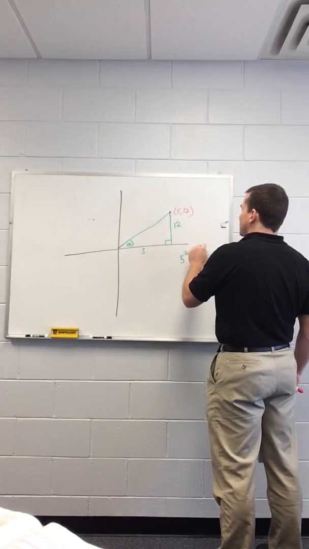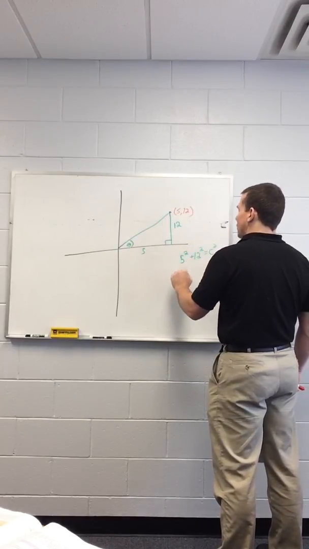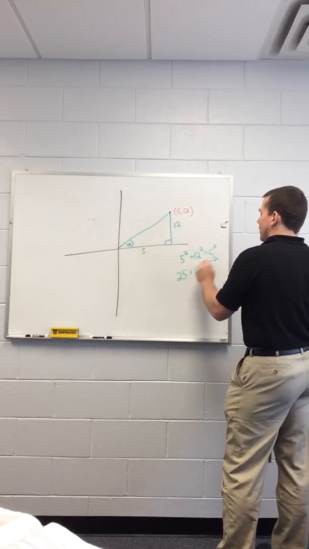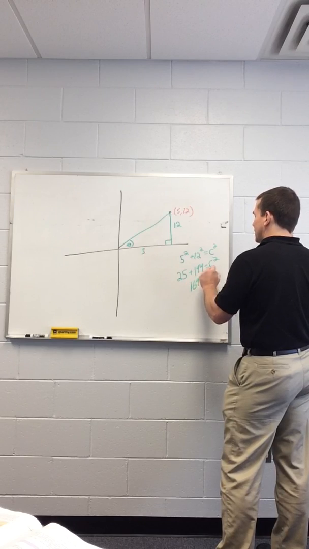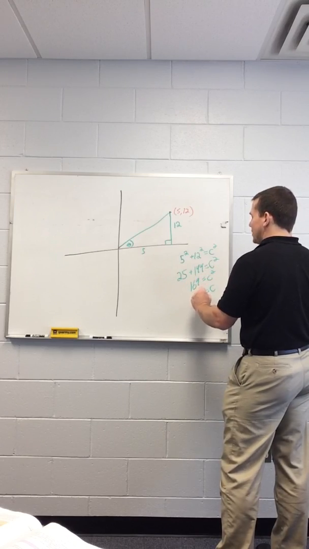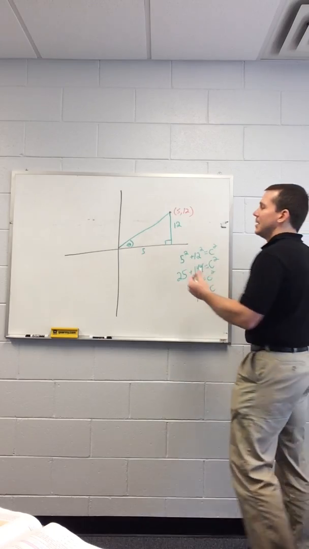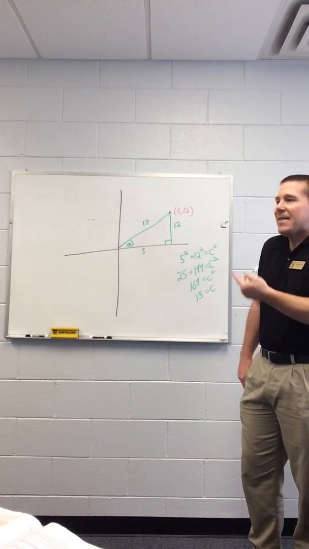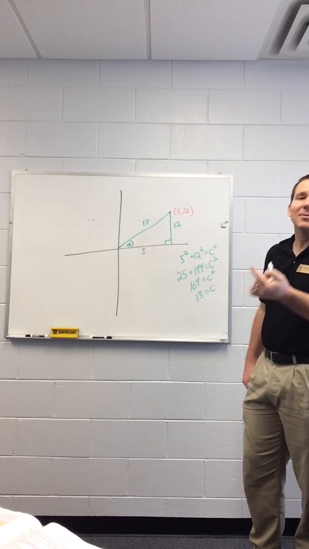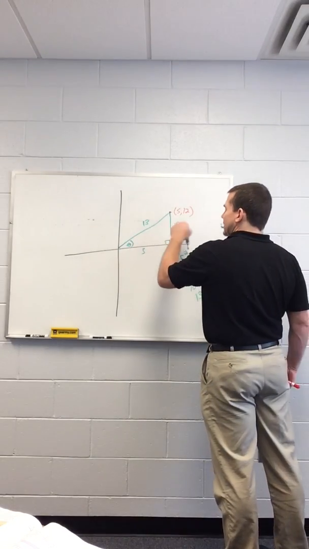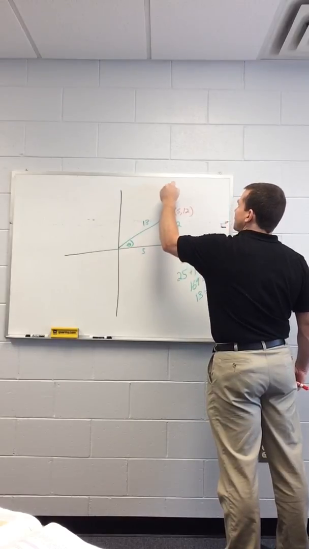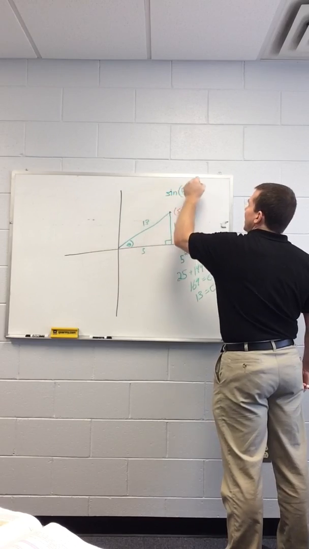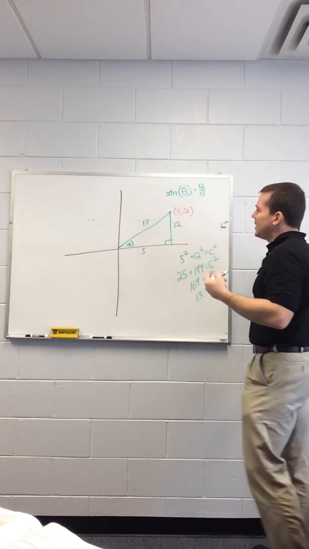5 squared plus 12 squared equals c squared. 5 squared is 25, 12 squared is 144. That gives me 169 equals c squared, and then c is equal to 13, the square root of 169. So I can immediately get all 3 sides of the triangle. And then if I wanted to find sine, well, I can use my SOHCAHTOA that I know. Sine is opposite over hypotenuse. So even though I don't know what the angle is, I can just say sine of theta equals 12 over 13. And I'm done and good to go.